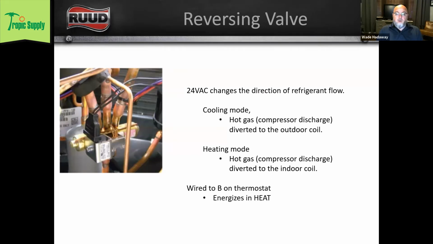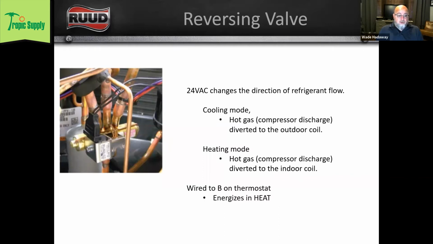And it is wired to be on your thermostat. Typically in a heat pump thermostat, you're going to have an O/B terminal. You're going to need to select that or change that from O to B, and B is going to energize in heat. So Ruud heat pumps energize the reversing valve in heat mode, not in cooling mode.